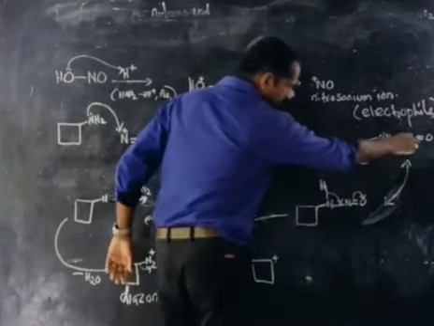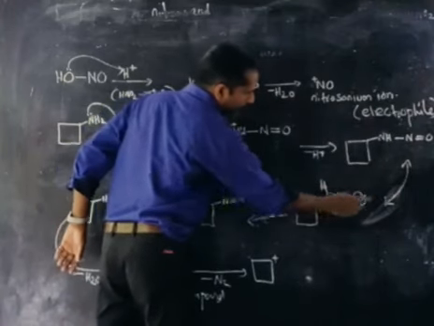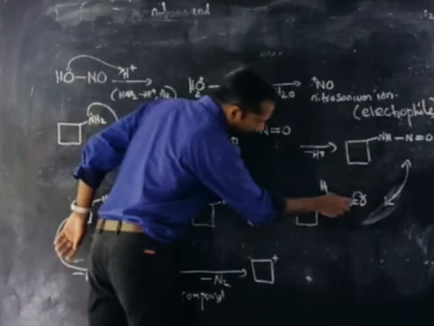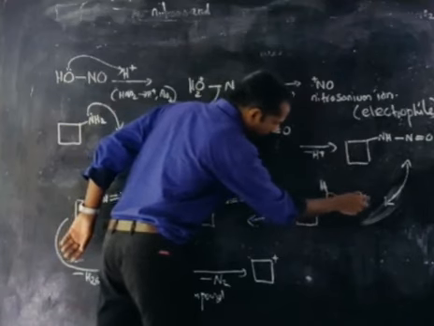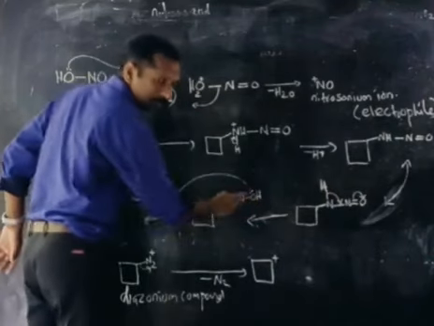The same structure can be written like this: NH, N double bond O. Now there is a rearrangement. This bond is shifting to here, and simultaneously this double bond is shifting to the oxygen atom. That means here is a negative charge. This H plus is attaching to oxygen, and you get this structure.